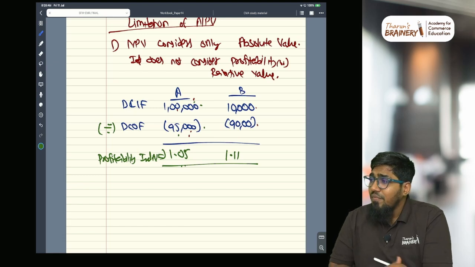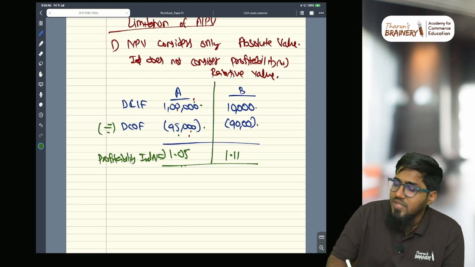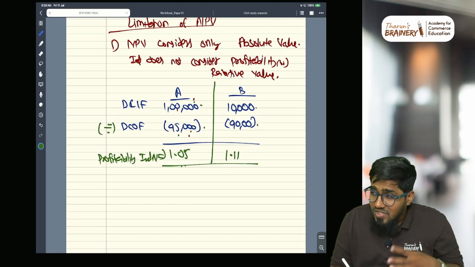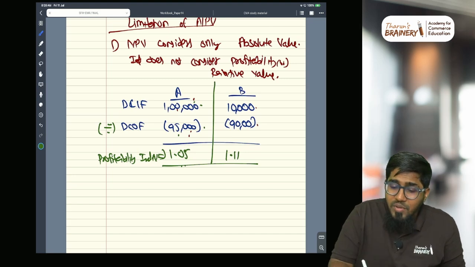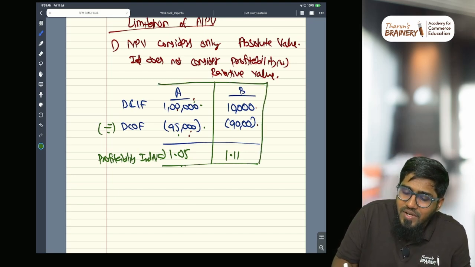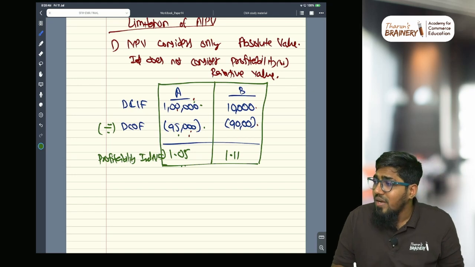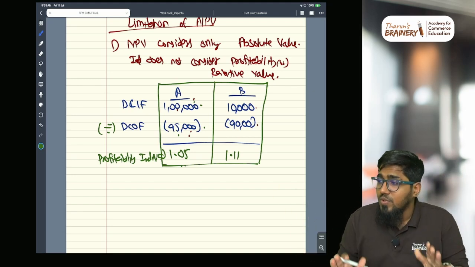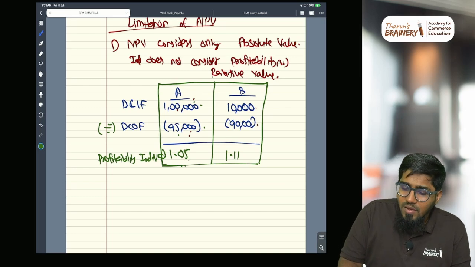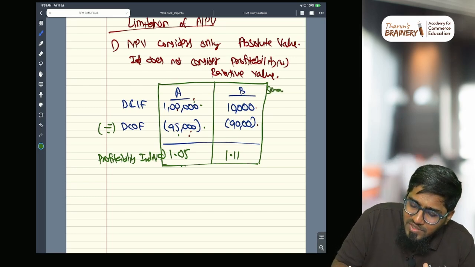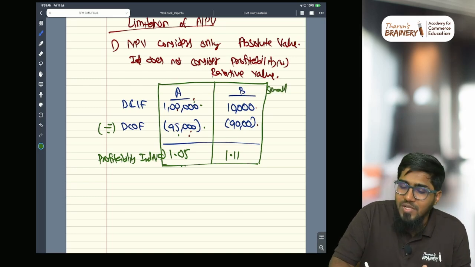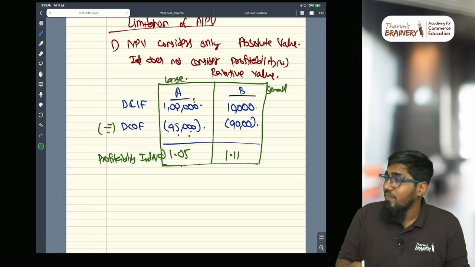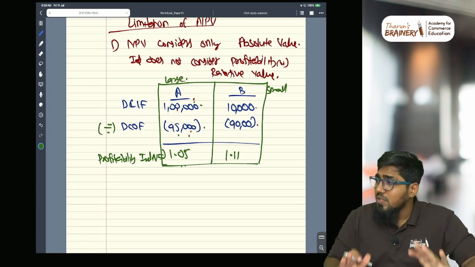Now if you have 2 projects in front of us, we are just checking the profitability. Because both project sizes are different, the absolute value will have a huge difference, but we have to see the relative size. Here, this is a small project, just a 9,000 rupees project. This is a large project. So I have to see the relativity also, right?